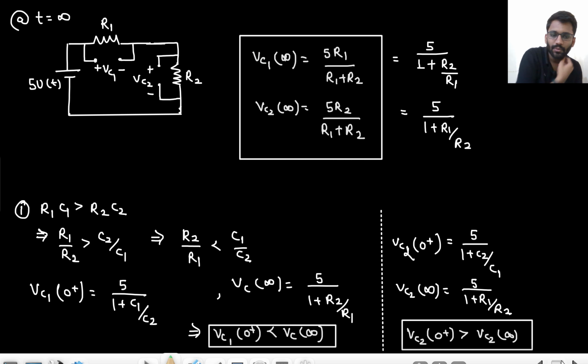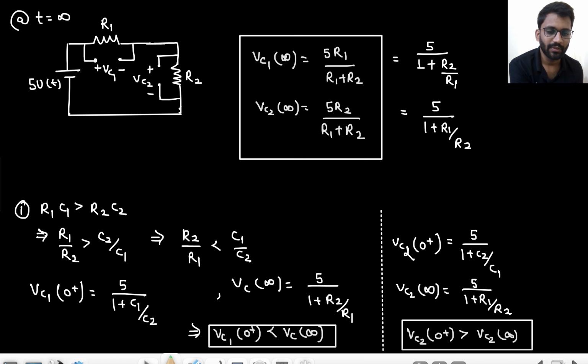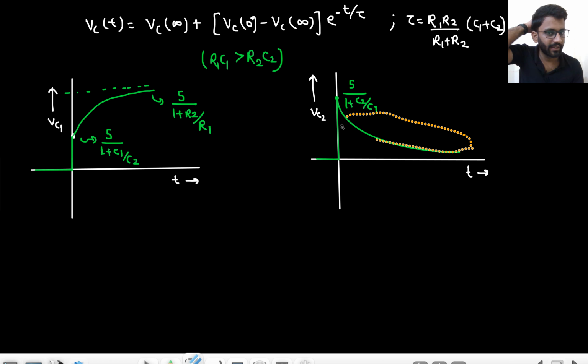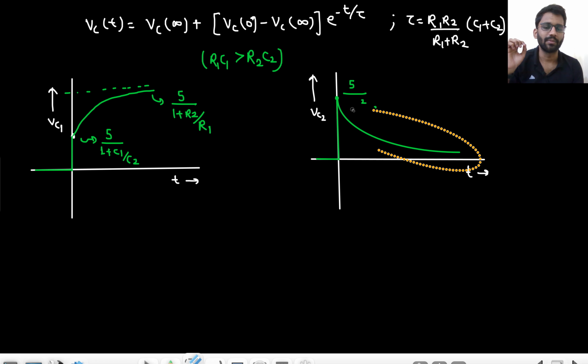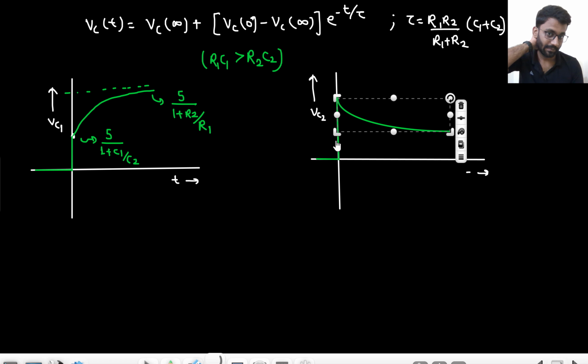And what happens in case of VC2? The 0 value is larger, so first it rises to some value, then decays down. What was the value? VC2 at 0 plus was 5 upon 1 plus C2 by C1. And this graph I made wrong. Actually it doesn't decay down to 0. It's decaying down to some finite value, right?